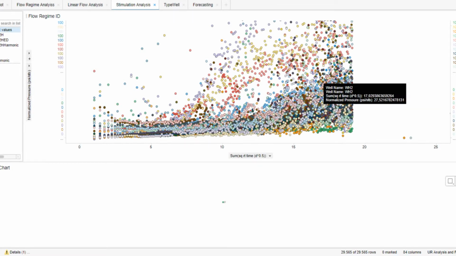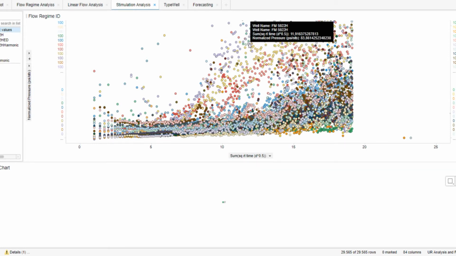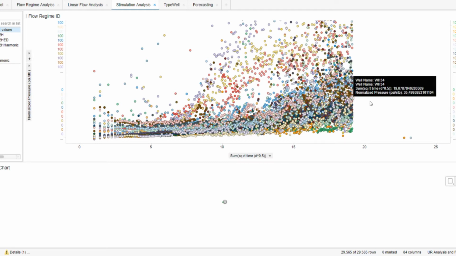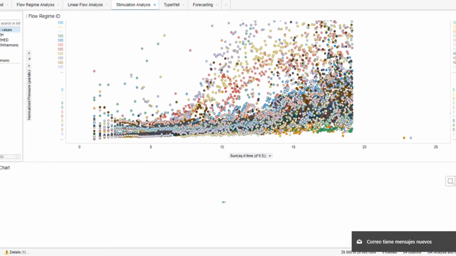For the wells going to the top, where the slope is very steep, this represents wells with lower xf square root k. So by comparing the performance of the wells together in this plot, we can decide which wells have better stimulation than the others. This is a very good one. We can compare results, and we can decide which way to go in the next stimulation, how to optimize our stimulation. Can we go to the next tab?